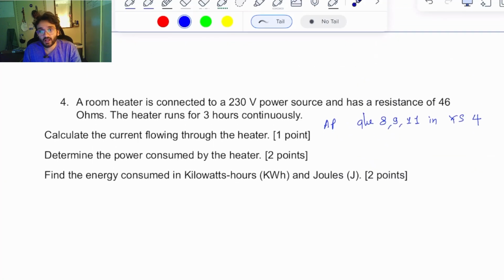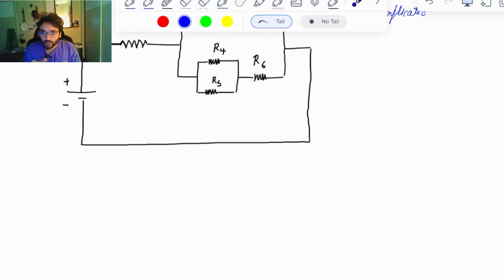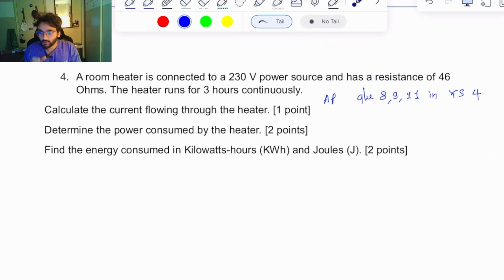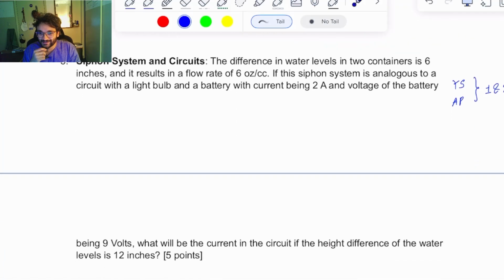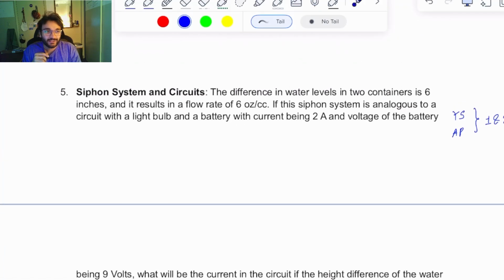Question 4 tests your understanding of a system that seems unrelated to electricity, and that is a siphon system, and how that relates to a circuit. Oh, I got ahead of myself. Let's actually discuss that. That was actually question number 5. So question number 5 is siphon system and circuits. This tests you on your understanding of the siphon system and how it actually relates to a circuit.